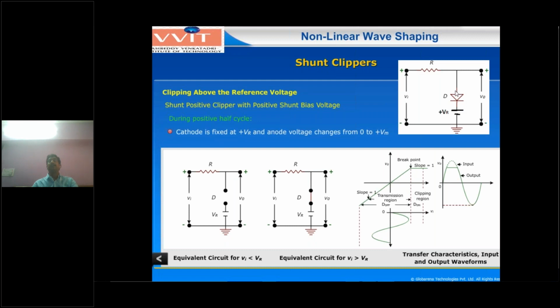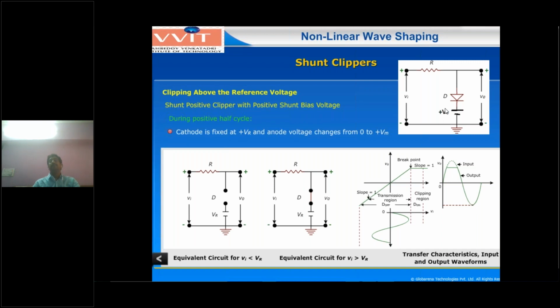See this one, diode direction. Previously it was reverse bias direction, now it will be forward bias direction. Now again there will be two conditions. What are the two conditions? Vi less than VR case, and the second case is Vi greater than VR condition. So first condition, Vi less than VR: input voltage less than the reference voltage condition.